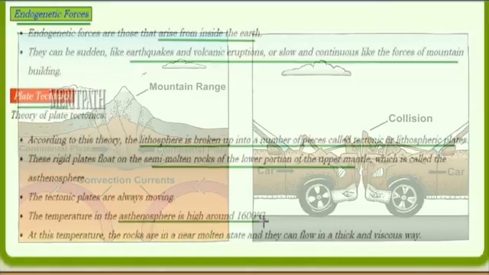That asthenosphere has a temperature of about 1600 degrees centigrade, which is a very high temperature. At this temperature the rocks are in a molten state, that is, a semi-liquid state, and they can flow in a thick and viscous way.